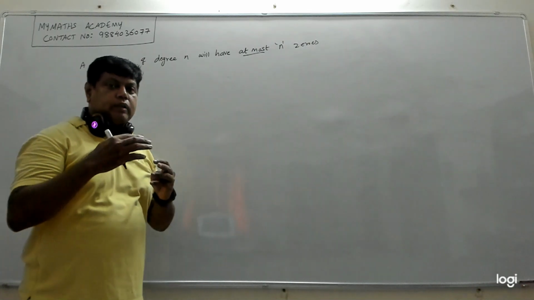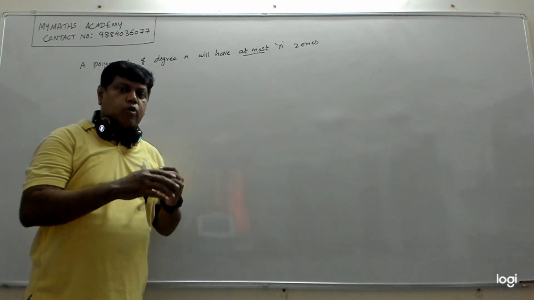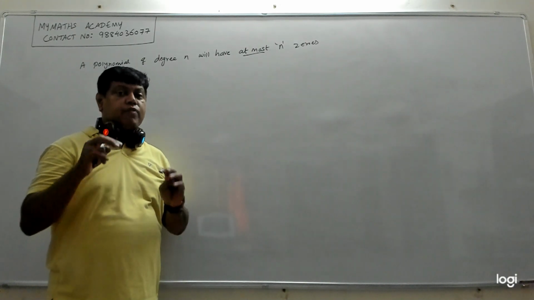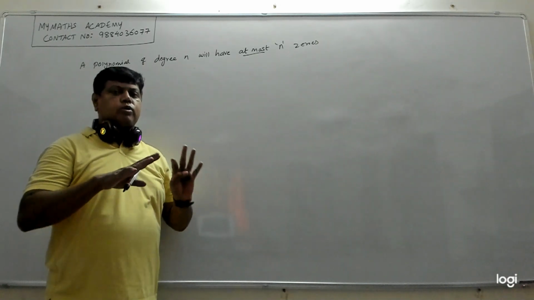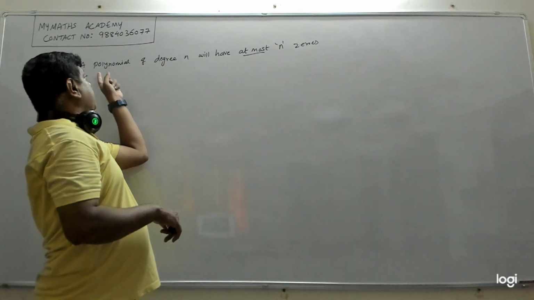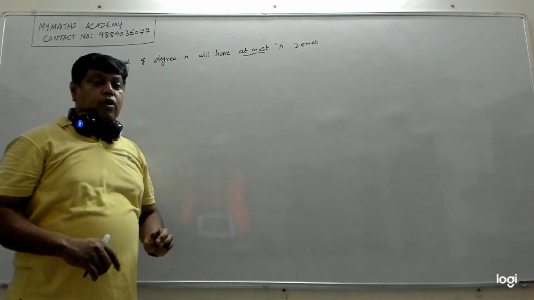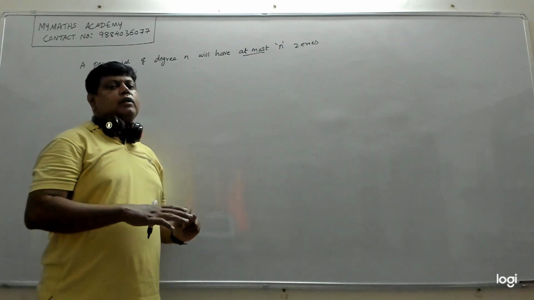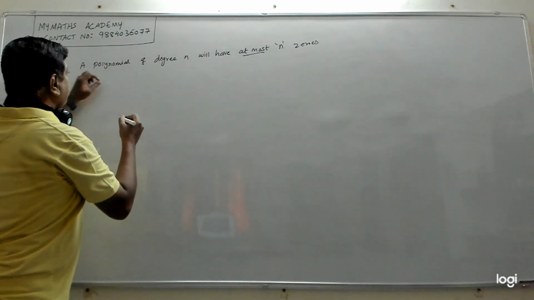right? Which means it cannot have more than 2 zeros. It can have 2 zeros or 1 zero or no zeros. It cannot have more than 2 zeros. It can have equal to 2 zeros or less than 2 zeros, which means 1 zero or 0 zeros. Similarly, if you take a polynomial of degree 3, it will have at most 3 zeros. Not always equal to 3 zeros, but the maximum it can have is 3 zeros. It can have less than 3 zeros. Right? So I'll give you a few examples.